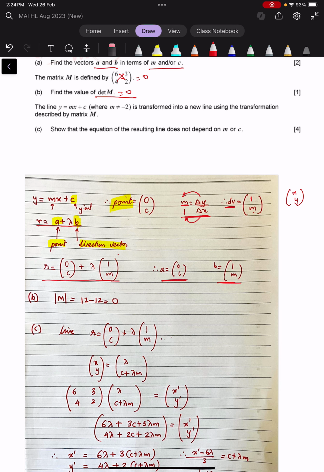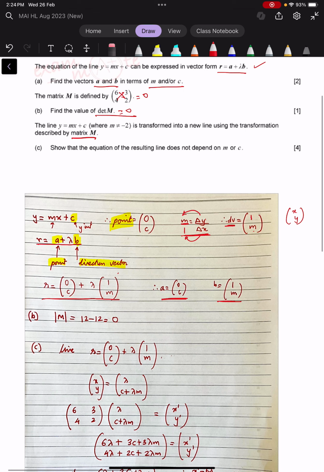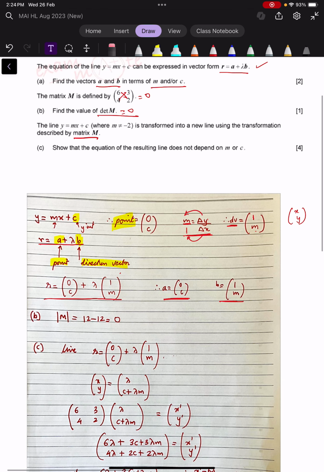The line y is equal to mx plus c is transformed to a new line using the matrix M. So your matrix M has been given to you, and the line is transformed using that matrix. You are supposed to find the equation of the resulting line. It does not depend on m or c. That's what we are supposed to show.